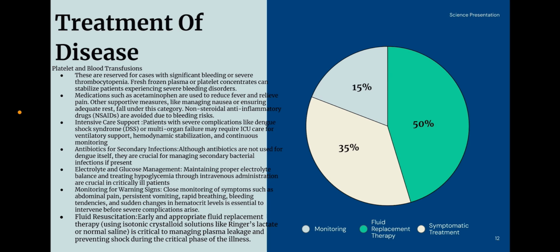Electrolytes and glucose management. Maintaining proper electrolyte balance and treating hypoglycemia through intravenous administration are crucial in critically ill patients. Monitoring warning signs. Closely monitoring for symptoms such as abdominal pain, persistent vomiting, rapid breathing, and sudden changes in hematocrit levels is essential to intervene before severe complications arise.